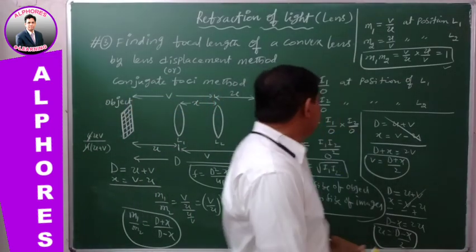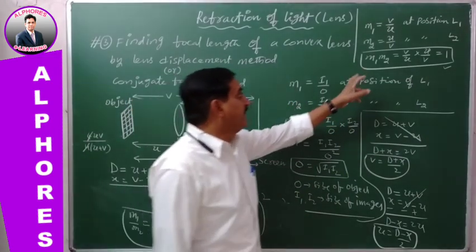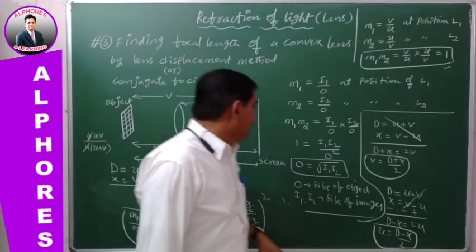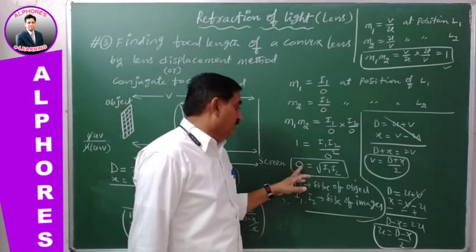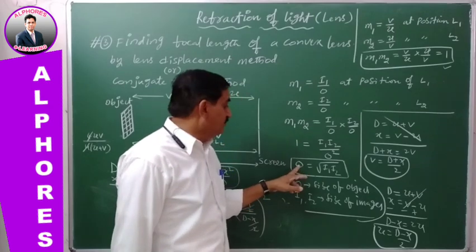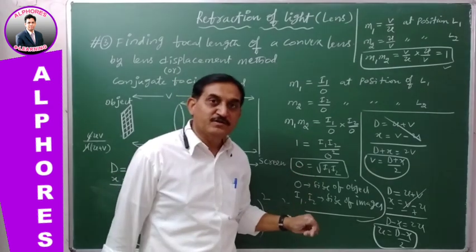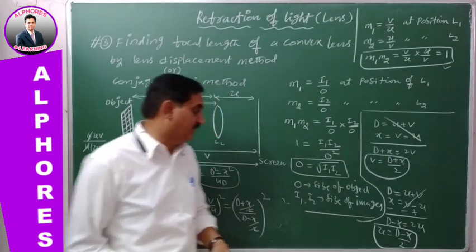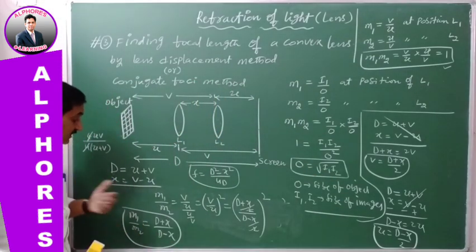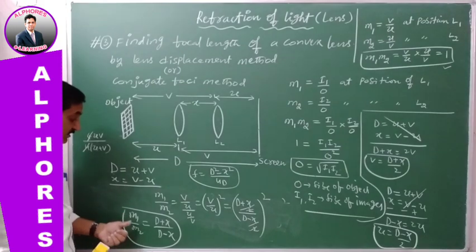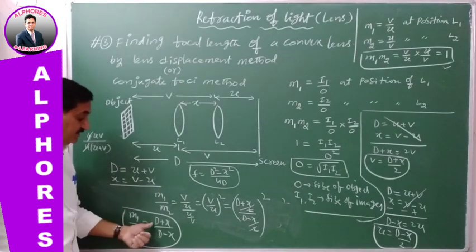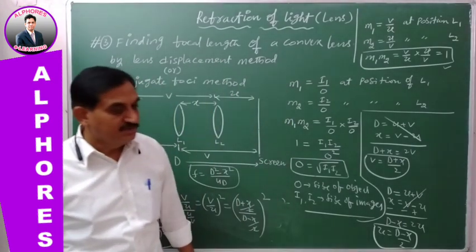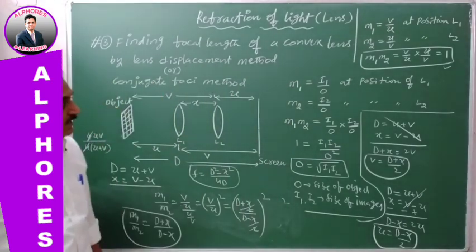So the important relations are: the product of magnifications gives 1; one more relation is the size of the object is equal to the square root of the product of the sizes of the images at two different positions of the lens; and the third relation is that the ratio M1 by M2 gives (D plus X) by (D minus X). Then we can also get one more relation.